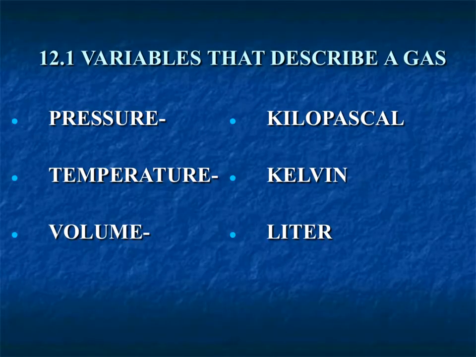So as we are talking about all these different variables with the gas, we're mostly going to discuss in this chapter pressure, temperature, and volume. Okay, pressure, temperature, and volume. And so these are the SI units, the International System of Units, for these variables. So for pressure, it is the kilopascal, temperature in Kelvin, and volume in liters. So this is something that you should be familiar with.